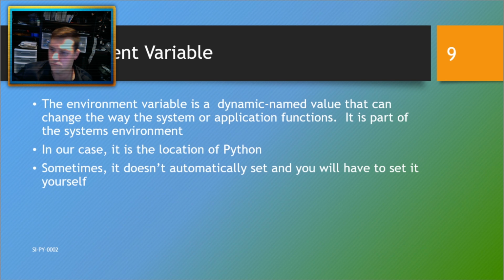So over here, the environment variable is a dynamic named value that changes the way the system or applications function. That's pretty much a generic definition that I kind of got from Google. Not really. Basically, a bunch of system settings are saved as an environment variable. They screw around with your system a little bit.